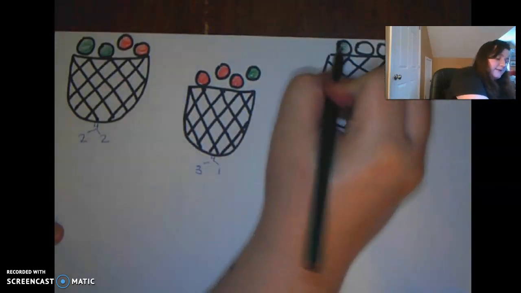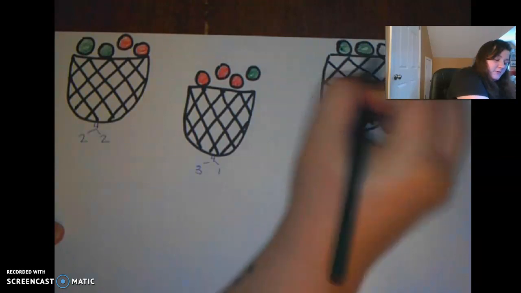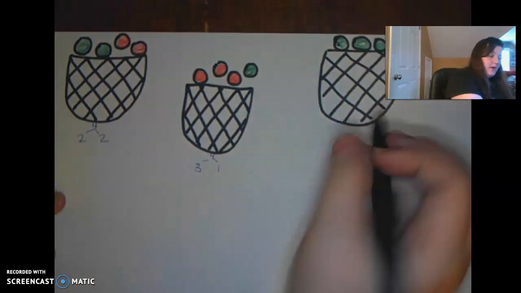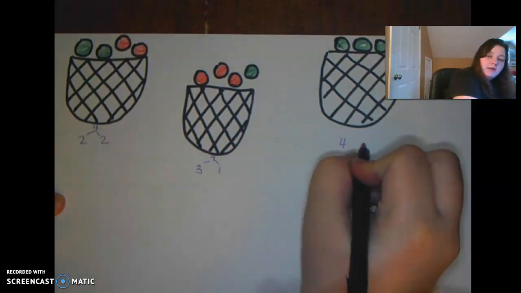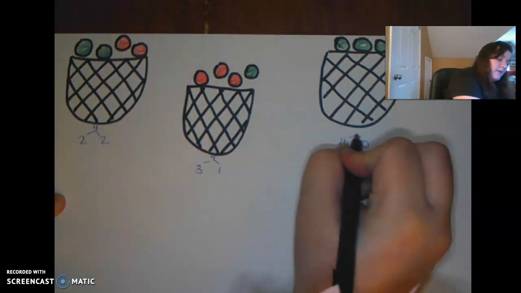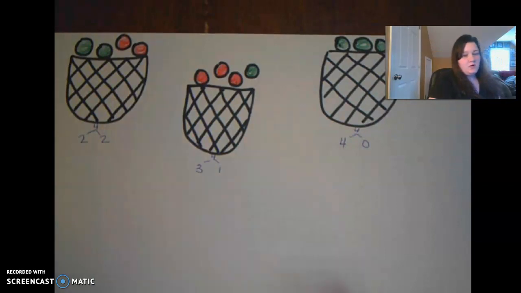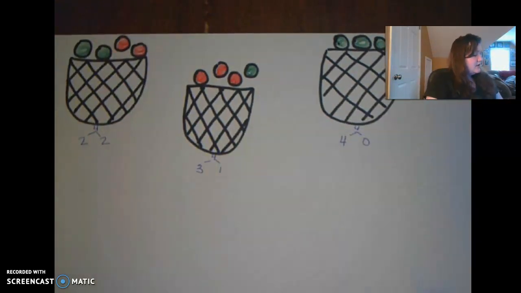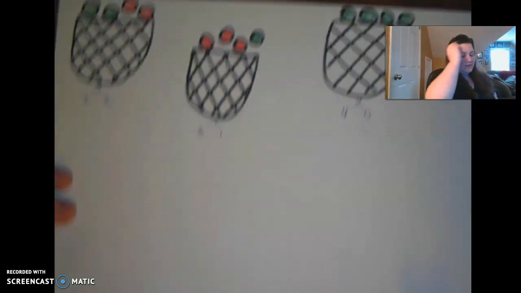Now in this last basket, I don't like red apples, so I'm going to put all 4 green. Okay, so there are 4 green and 0 red. That still makes 4 apples. Okay, so let's keep going with the apples.